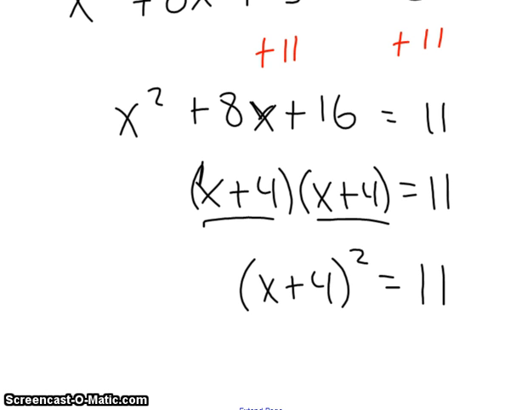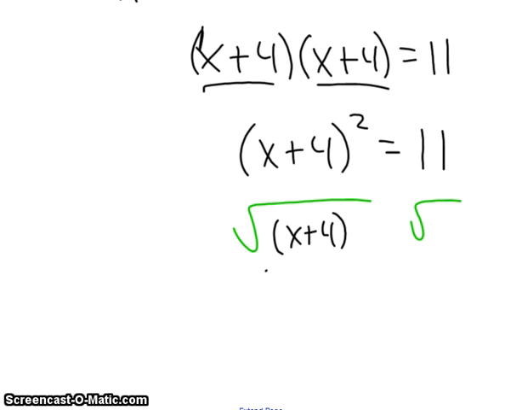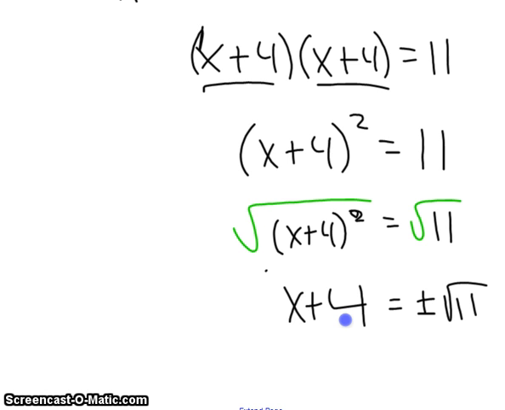So because they're exactly the same, they can be thought of as something squared. And so that means I can take the square root of both sides. I can take the square root of my x plus 4 squared, and I can take the square root of 11. What I get is x plus 4 is all that's left on the one side. And that's going to be equal to plus or minus the square root of 11. So if I subtract 4 from both sides, I'm able to find out what x is.